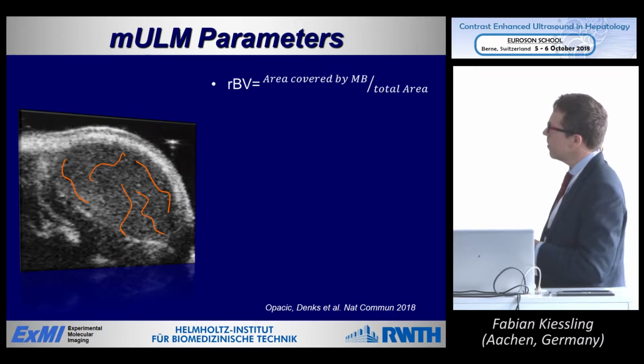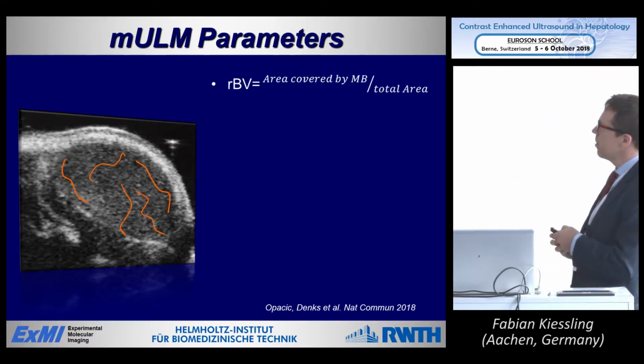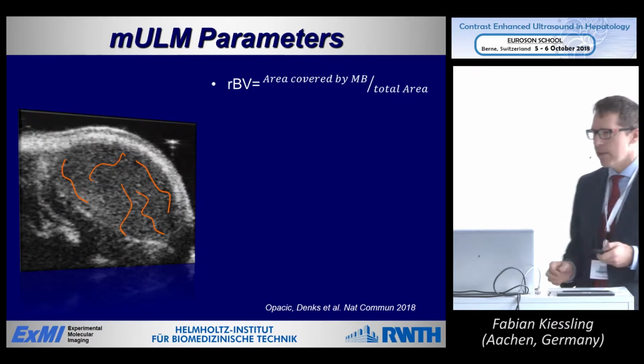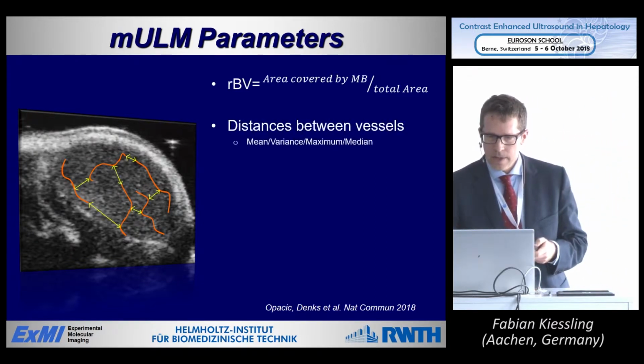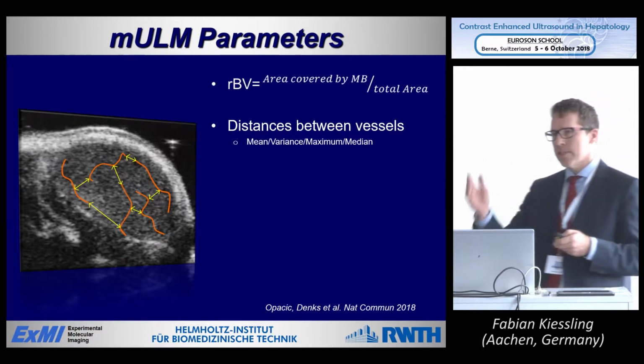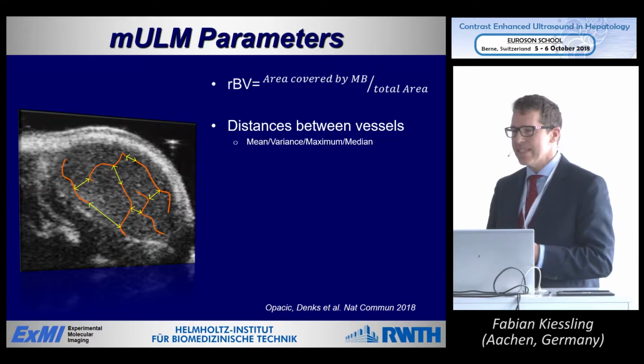First of all, we have then these images with these lines. These are not real lines, it's just drawn by me to illustrate it here. And for example, we can determine the relative blood volume by dividing the area covered by microbubbles by the total area. Then we can measure the distances between the vessels. So we have real information about the vessel density.